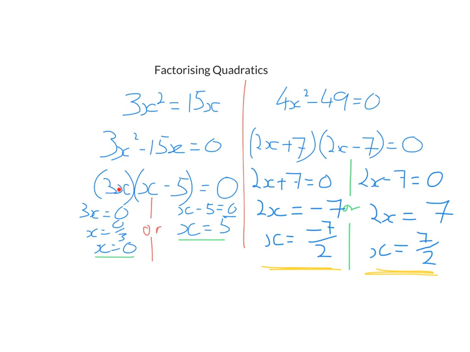The way to get there is by factorizing, getting two brackets, which are your factors, and letting each one equal 0. So 3x equals 0, x minus 5 equals 0. Over on the right hand side, we had 2x plus 7 equals 0, and 2x minus 7 equals 0. Hopefully that helps. And remember, if you want to look at a quadratic trinomial, which has 3 terms in it, just look at the other video we have up on Schoology.